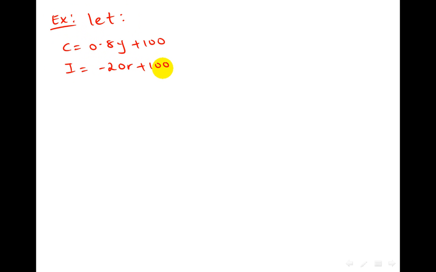So here, consumption equals 0.8y plus 100, and investment equals minus 20r, which is the rate of interest, plus 1000. Here you can see that you have four different variables: C, I, Y, and r. So we have to eliminate some of them.